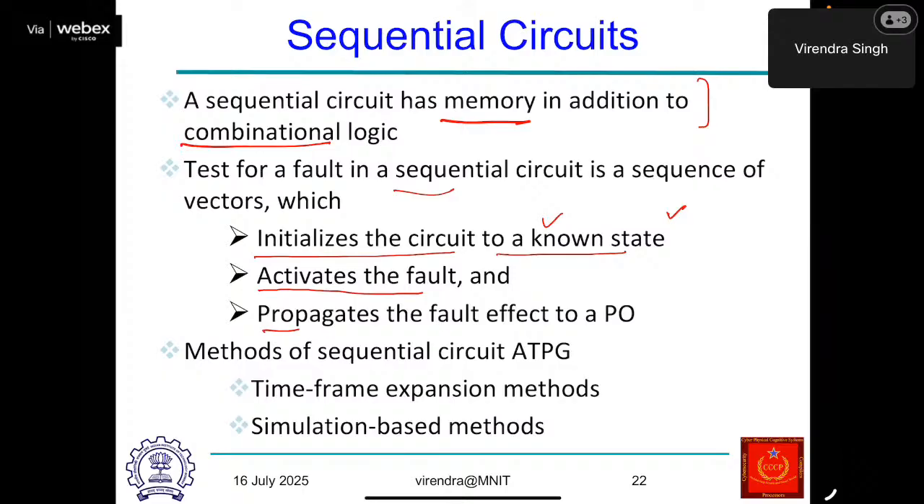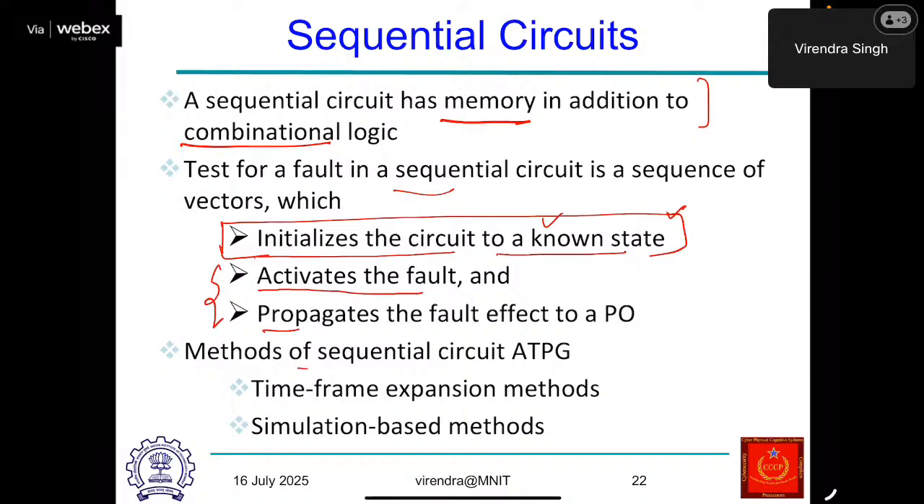There can be multiple primary outputs. You have to make sure it is propagated to at least one of the primary outputs. So now one more step has been added before the test generation for the circuit. That means here the circuit has to be initialized to some known state before I write that.